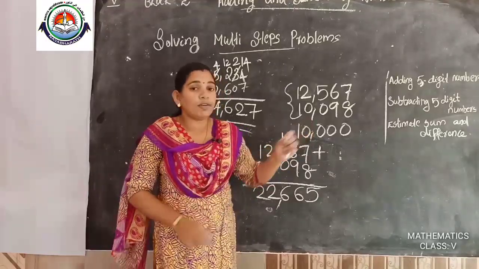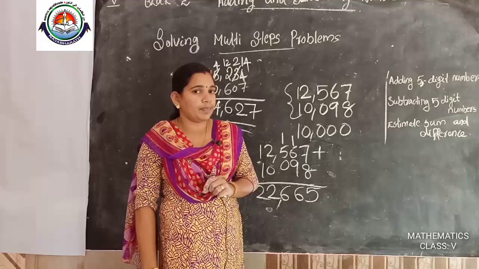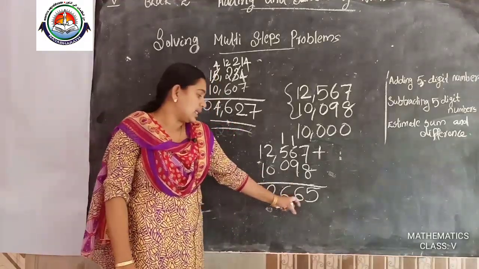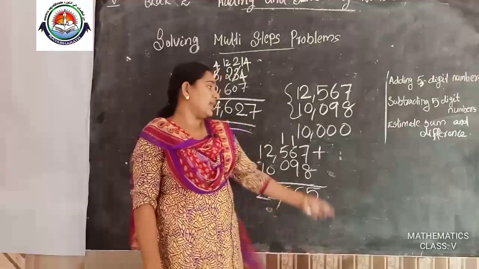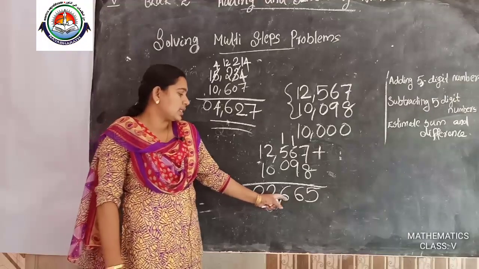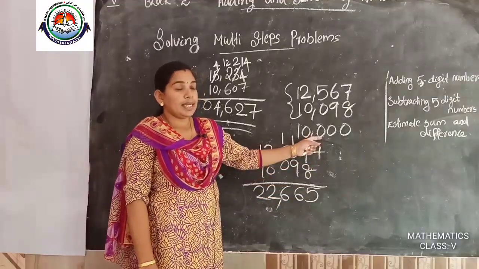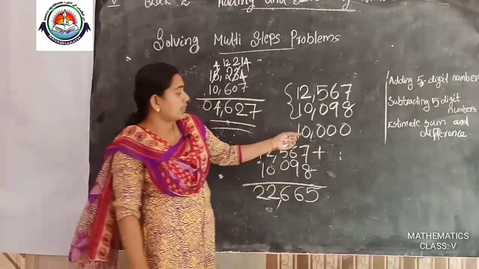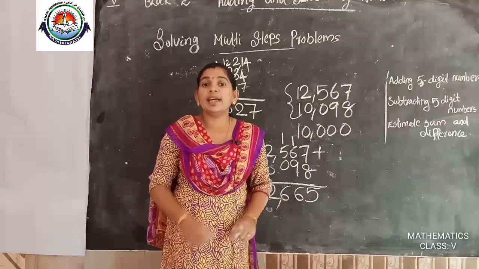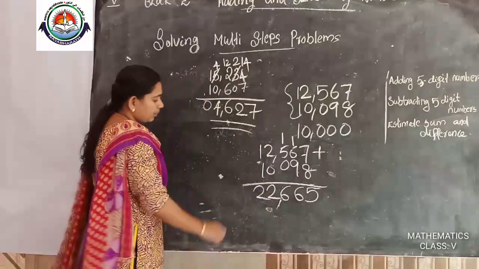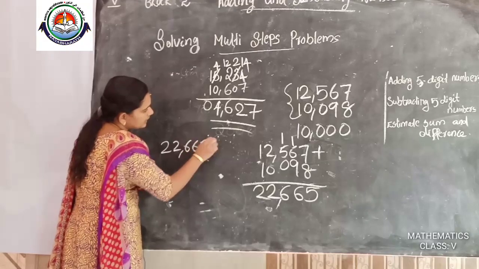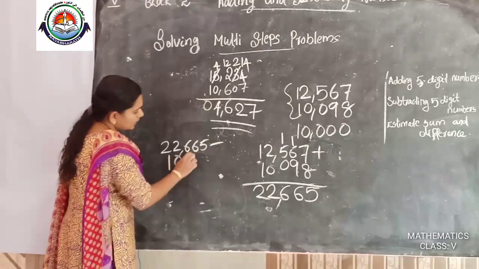The number of vacant seats is given. So the total number of seats is 22,665. Then vacant seats are 10,000. So we are subtracting 10,000 from 22,665. We will get the occupied seats. We will check it. 22,665 minus 10,000.